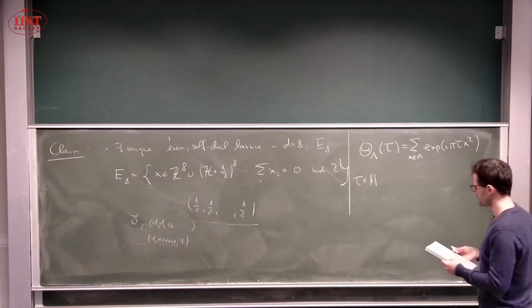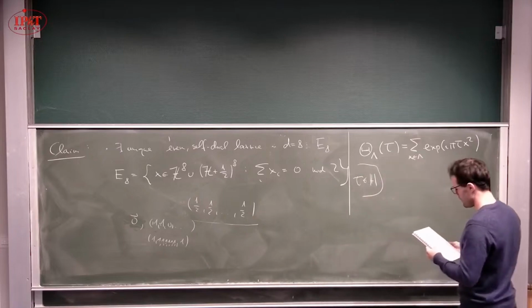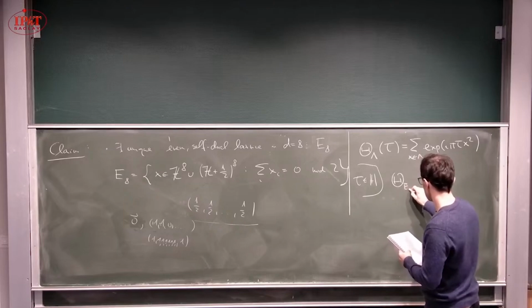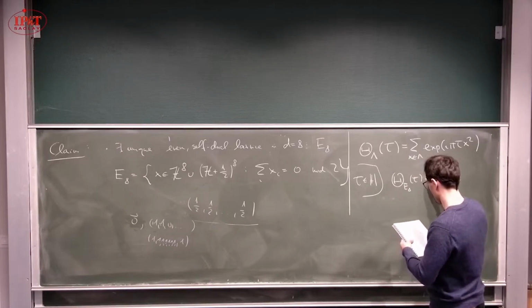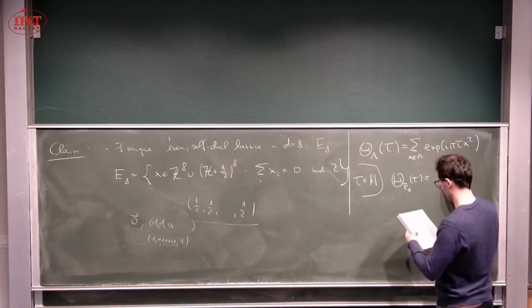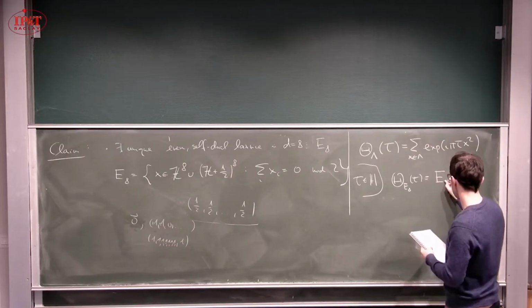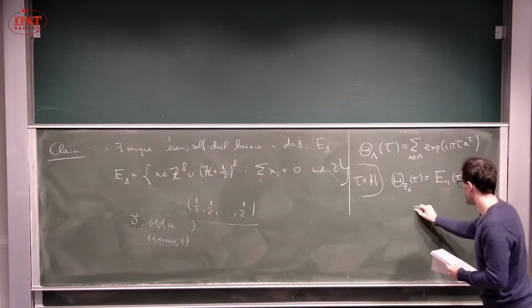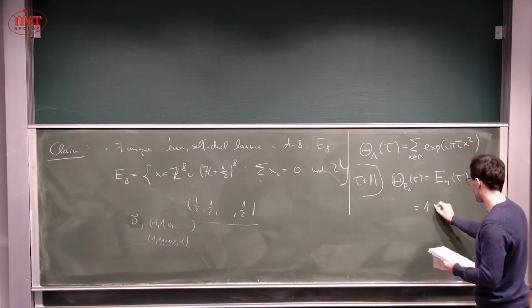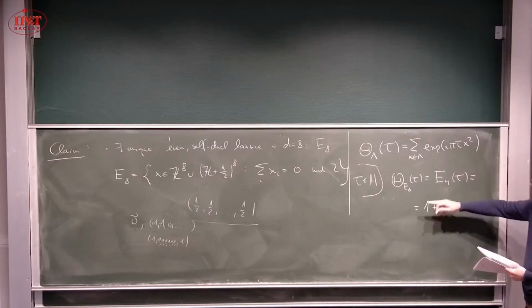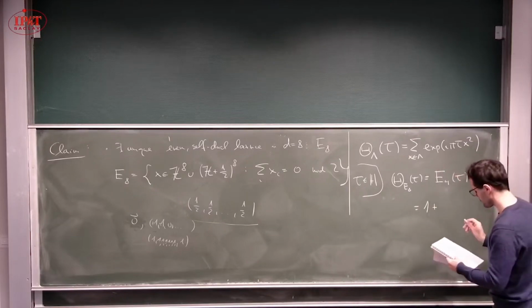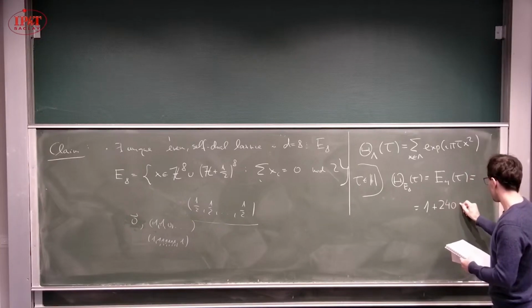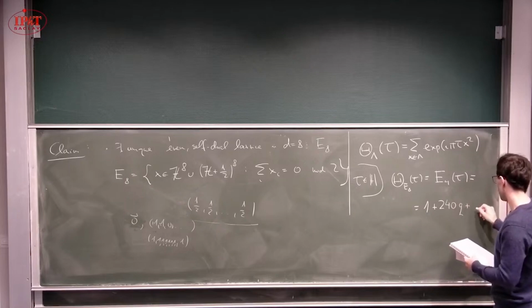Now for the E8 lattice, the theta function is just the Eisenstein series of index 4. And this one has a power series expansion, so it starts with 1. 1 is just the single vector of length 0. And then there are 240 vectors of length 2, norm squared 2, times q.